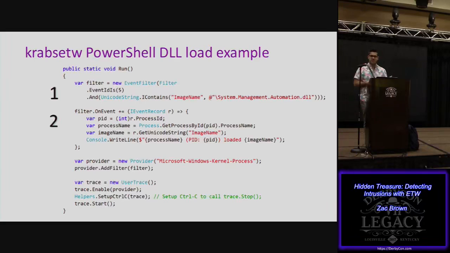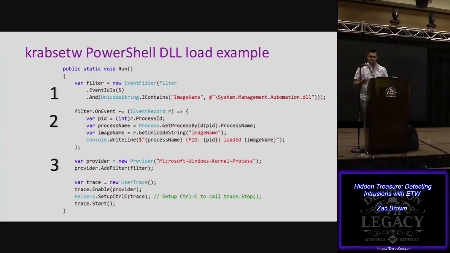Then in number 2, we're going to set up the event handler again. We're going to pull the process ID out for the process that did this. We're going to pull out the process name just using process.getProcessById. And then we're going to pull out the image name itself, which is actually kind of redundant given our filter, but it's in there. And then we're going to print out what's happened. But actually, the image name will give us the full path. So if for some reason they're loading a particularly special system.management.automation, you'll see that too.